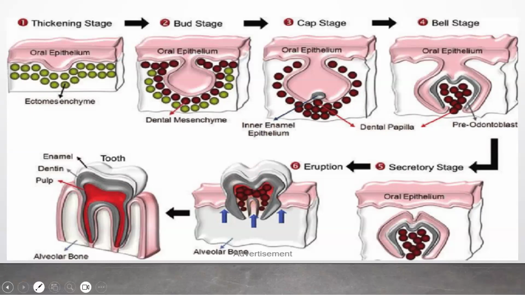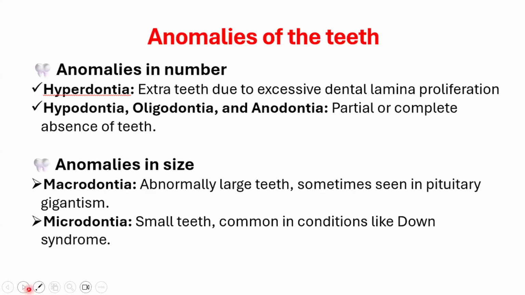Maybe on the same note we can go to a few anomalies here. So the anomalies are quite simple because they are just anomalies in terms of number and in terms of size. So in terms of number, we'll have hyperdontia. Hyper means many, dontia means teeth, so extra teeth. Then hypo means less.